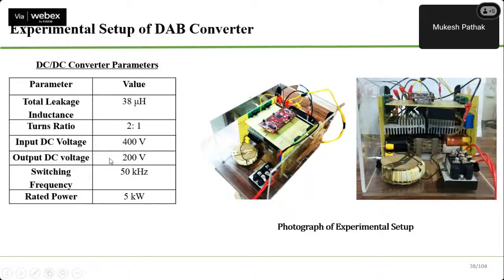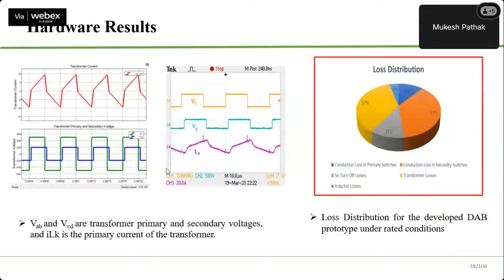So the input voltage we have made this rated for 400 volt DC and 200 volt DC output. We have used 50 kilohertz switching frequency. These are the waveforms of primary and secondary winding voltages, and the phase shift between them is responsible for power transfer. So by managing this phase shift, you can transfer the power from input side to output side or vice versa.